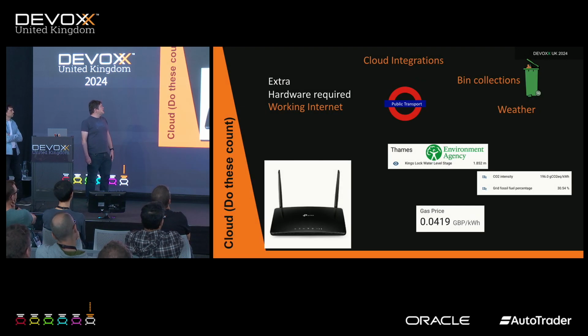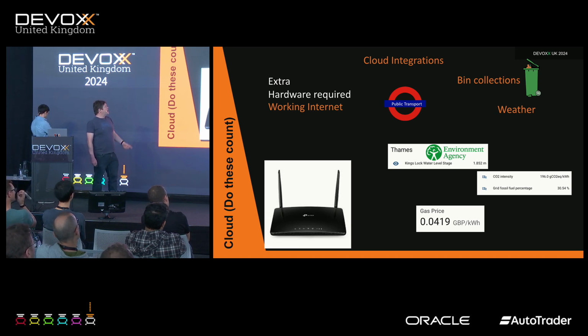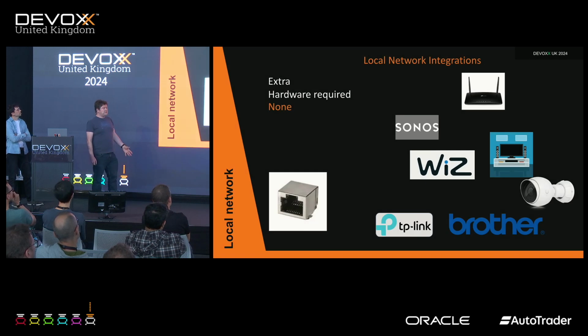But there's those. More cloud ones, these aren't actually devices, but there's useful information. I've got bin collections, water levels from the Environment Agency, that's really handy, current electricity prices, and bus times, that sort of thing. These are all through the cloud. So we'll move on to the local stuff.